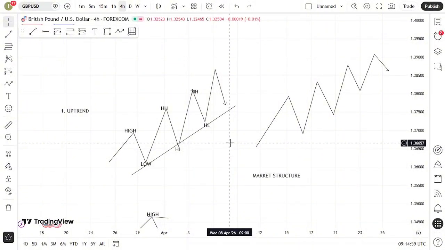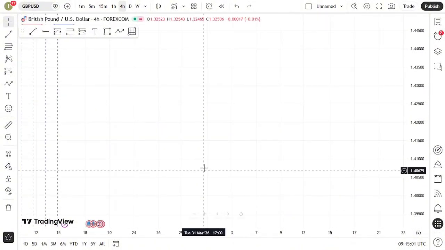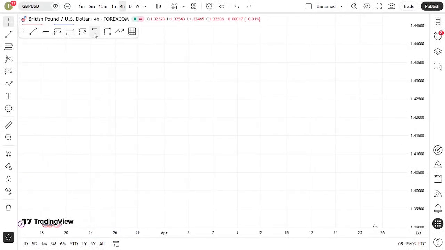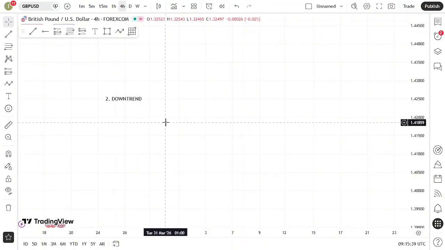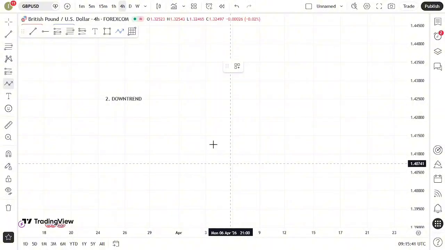Now the next one we have right here is called your downtrend. It's another market condition we have. It's called your what? A downtrend. Now the downtrend is basically the opposite of what I explained earlier. This is when the market keeps making lower lows and lower highs. So instead of climbing stairs, price is basically walking down the stairs, something like this.